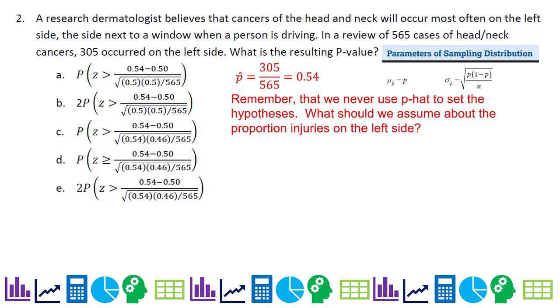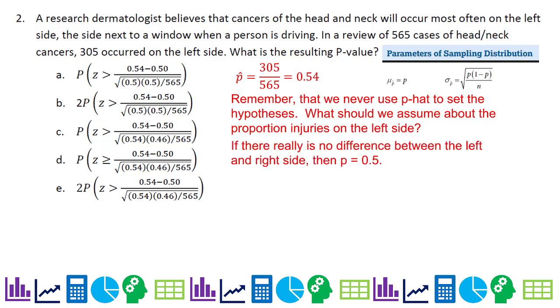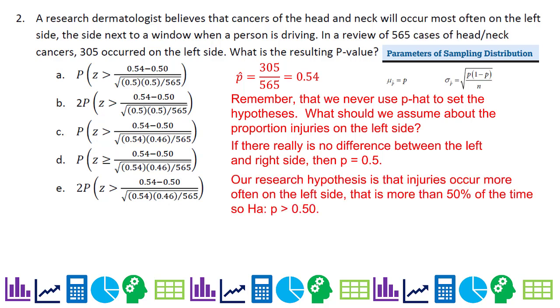So what should we assume about the proportion of cancers on the left side? What we're really saying is that there should be no difference. So our assumption is that there is no difference between the left and the right. And then that assumption would be P is 0.5. Our research hypothesis is that the cancers occur more often on the left side. That is more than 50%.